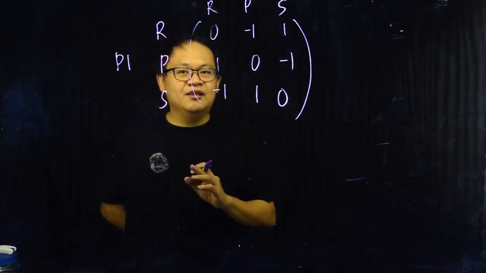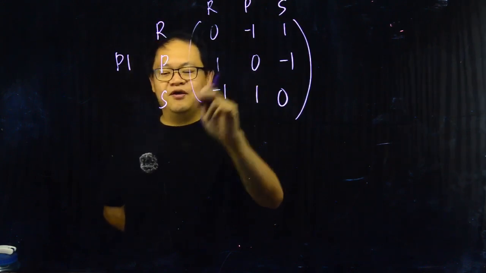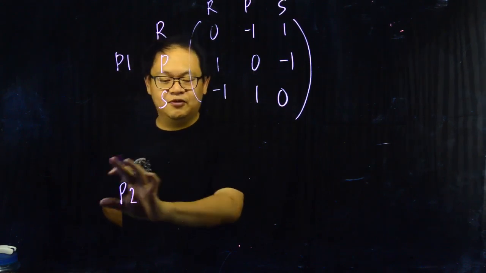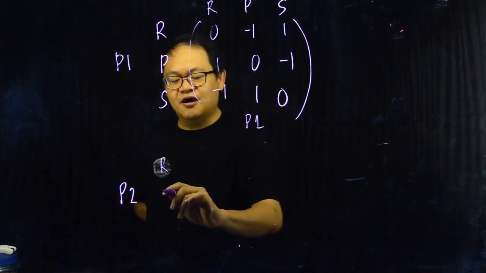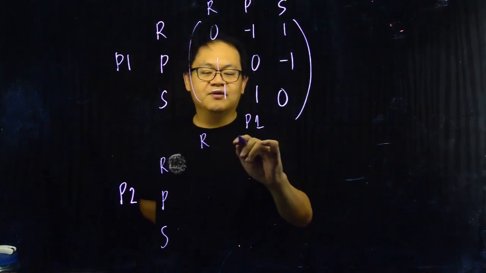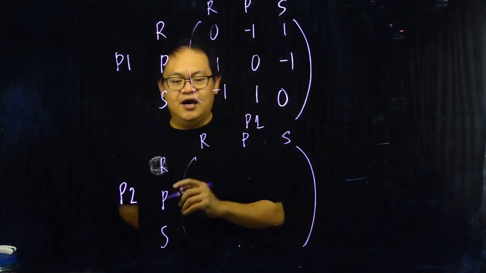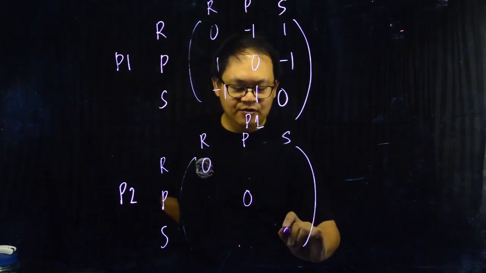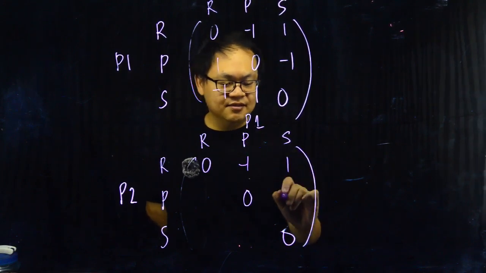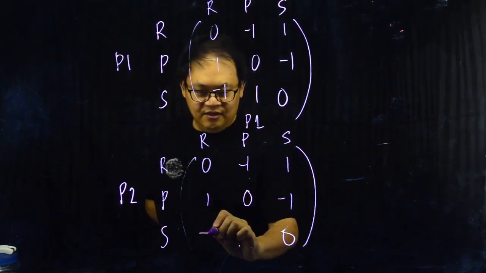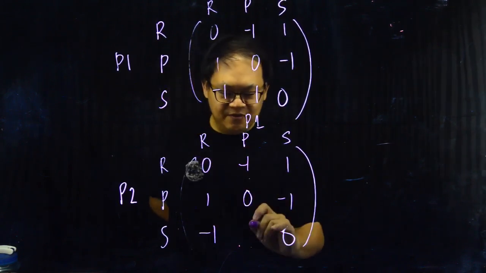Now, what does player 2 see? If we convert this payoff table to the point of view of player 2, we'll put player 2 here and player 1 here. Obviously we have the same strategies: rock, paper, scissors, rock, paper, scissors. Again, rock, rock, draw, draw, draw; rock, paper, paper wins. Let me see if it's correct. Scissors, rock, rock wins. Scissors, paper, scissors win.